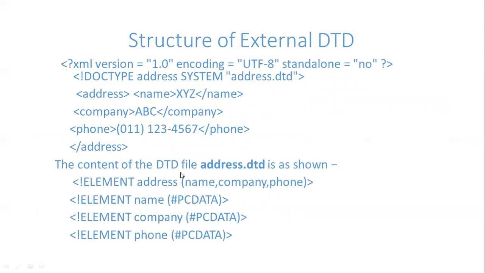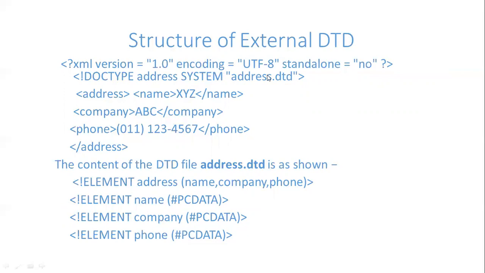External DTD file we have declared here. The name of the DTD file is address.dtd. Element address: address contains name, company, and phone. Name contains PCDATA, and then you have the company, and then you have the phone, which contain PCDATA.